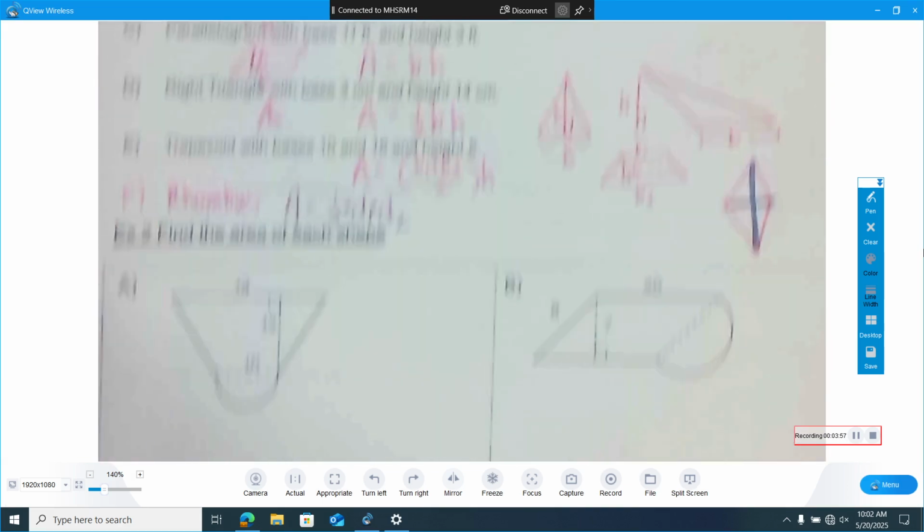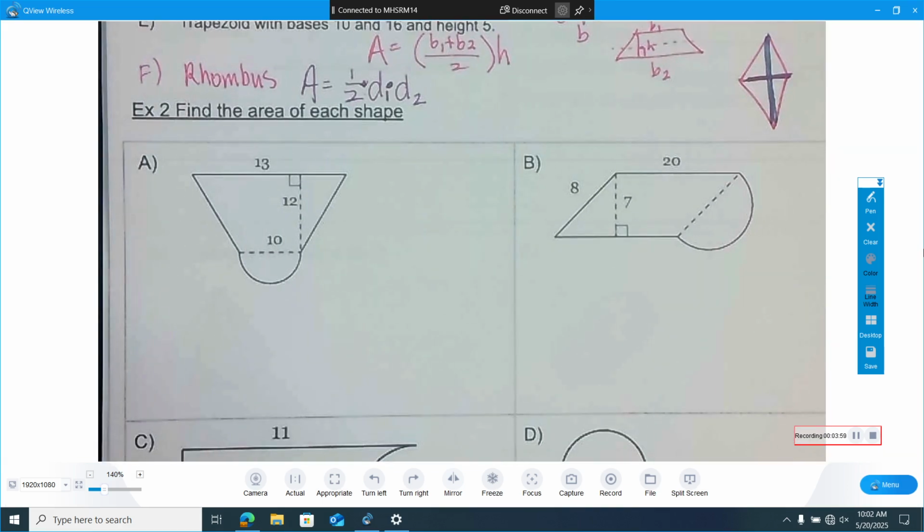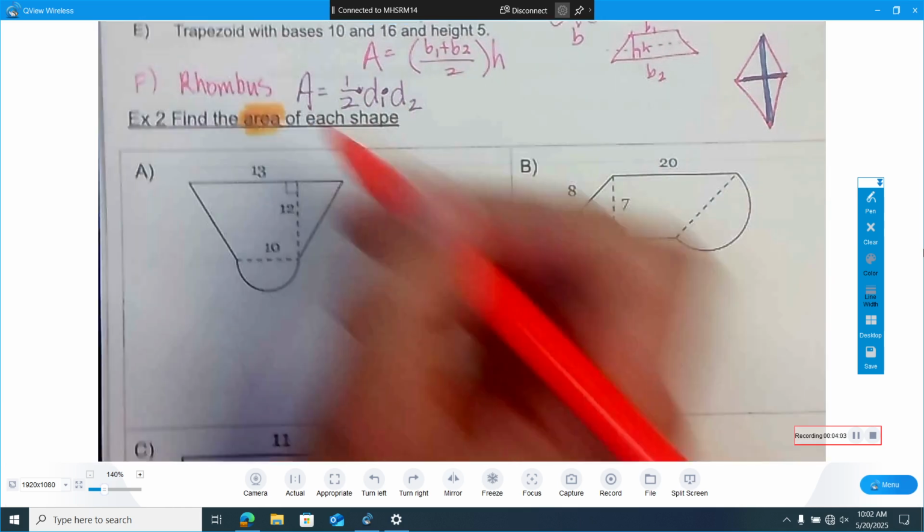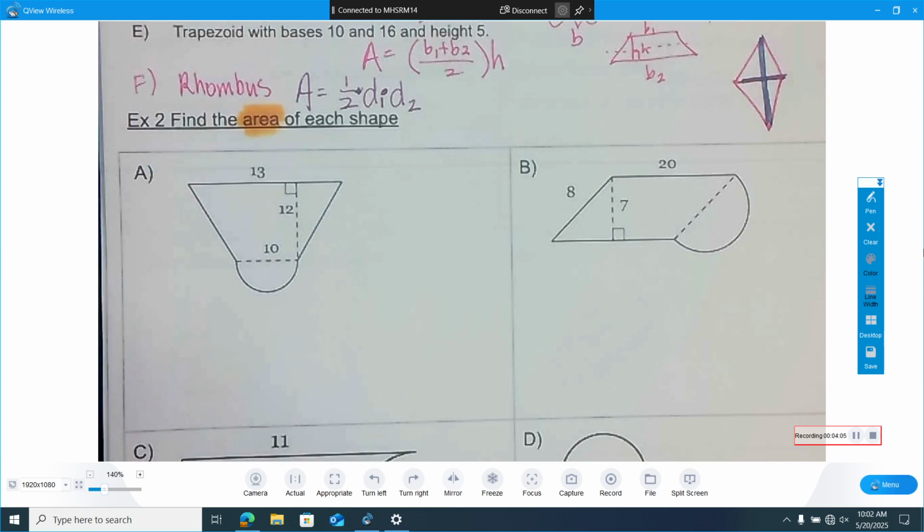Okay, so we have basically area and perimeter puzzles today, and it's really important that y'all are reading the directions today. I know reading is hard, but we want to find the area, so make sure that you think through. Now, I see 2 shapes here.